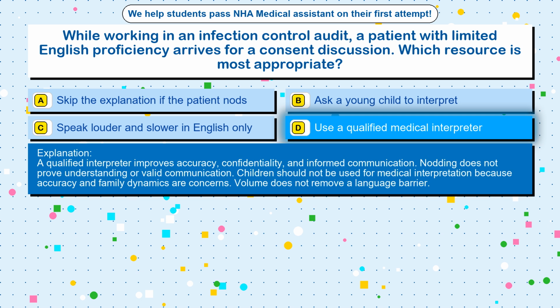A qualified interpreter improves accuracy, confidentiality, and informed communication. Nodding does not prove understanding or valid communication. Children should not be used for medical interpretation because accuracy and family dynamics are concerns. Volume does not remove a language barrier.